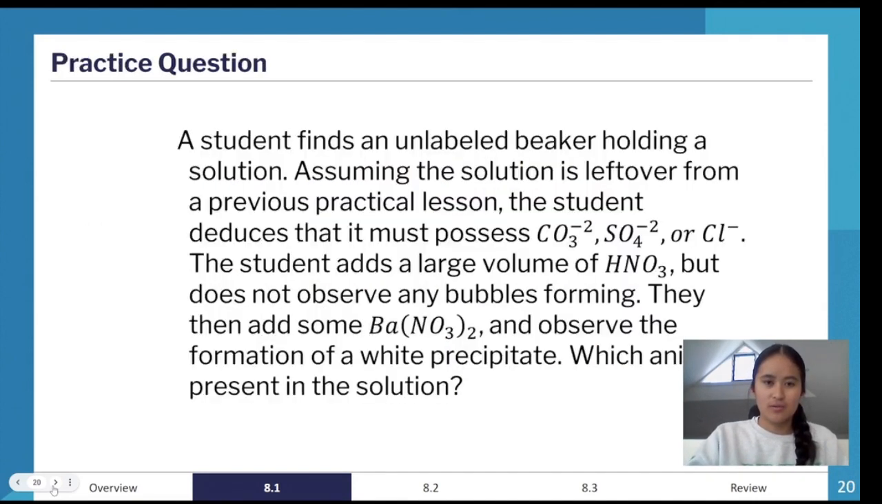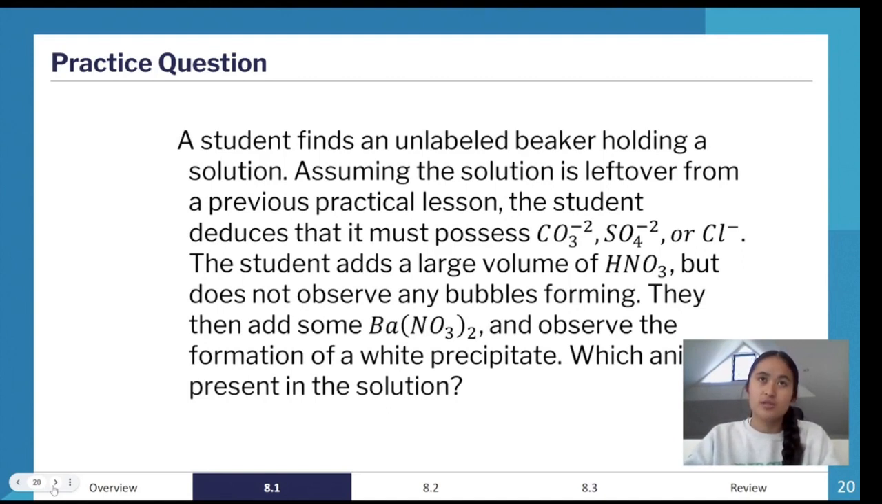So we'll do a couple of questions. This first one, if we read it, the student finds an unlabeled beaker. It's left over from a previous class, so they deduce it must possess carbonate, sulfate, or chloride. They add nitric acid, they don't observe bubbles, then they add barium nitrate, and they observe a white precipitate. So, if we use the logic of process of elimination, it cannot be carbonate, because if it was carbonate, it would react with the nitric acid to form bubbles. Then that leaves you with either sulfate or chloride.